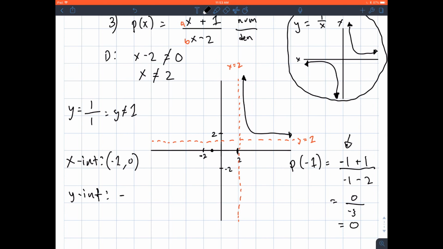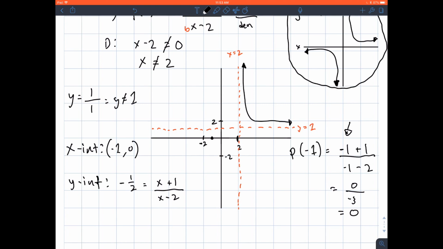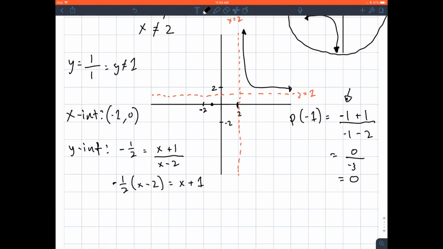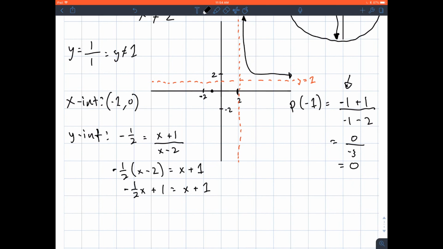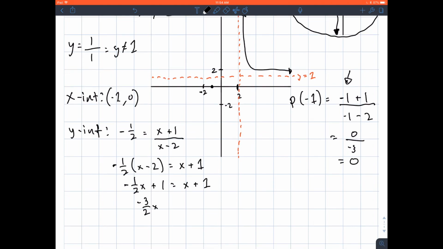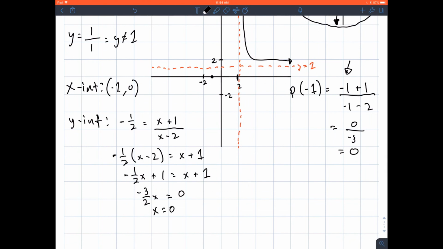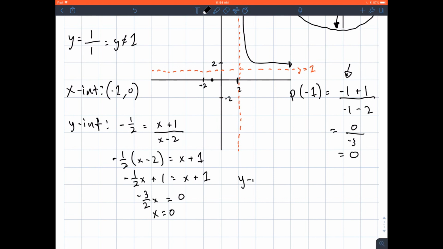Okay, we plug in -1/2 is equal to x plus 1 over x minus 2. Yeah, so the best way to do this is to multiply: -1/2 times x minus 2 is equal to x plus 1, right? So we get -1/2 x plus 1 is equal to x plus 1, right? Okay, we get, let's see here, -3/2 x is equal to 0, right? So x is equal to 0. There we go. Easy. So our y-intercept is, oh, excuse me, (0, -1/2).